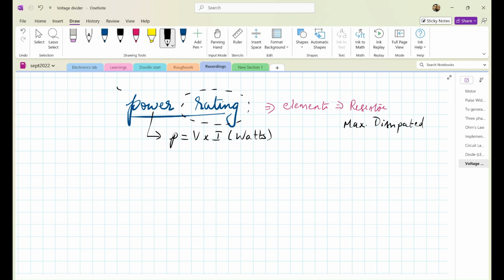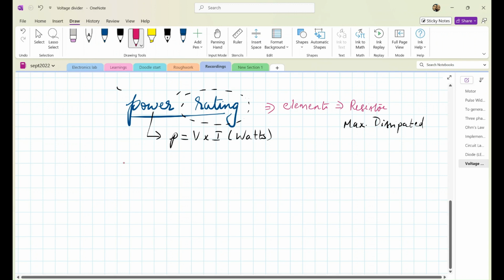That is for power. The same logic holds good for current and voltage. It is the maximum voltage that can be allowed through that element for it to work safely. So anything that comes with the word rating means it is a maximum that is allowed and permitted. Okay, with that said, let us look into something a little simple.